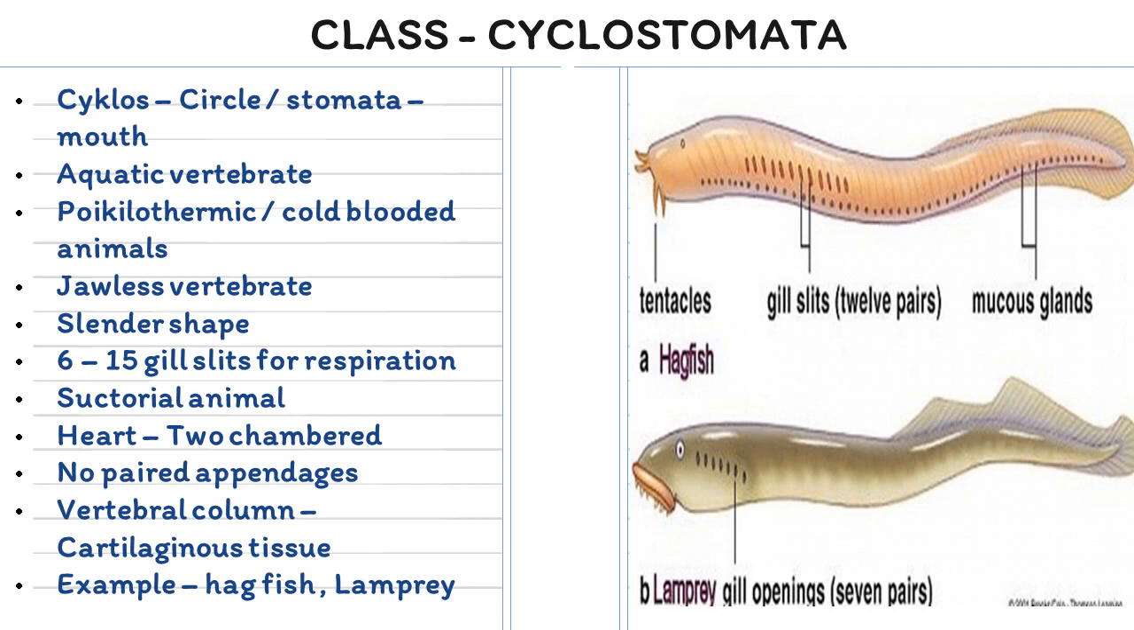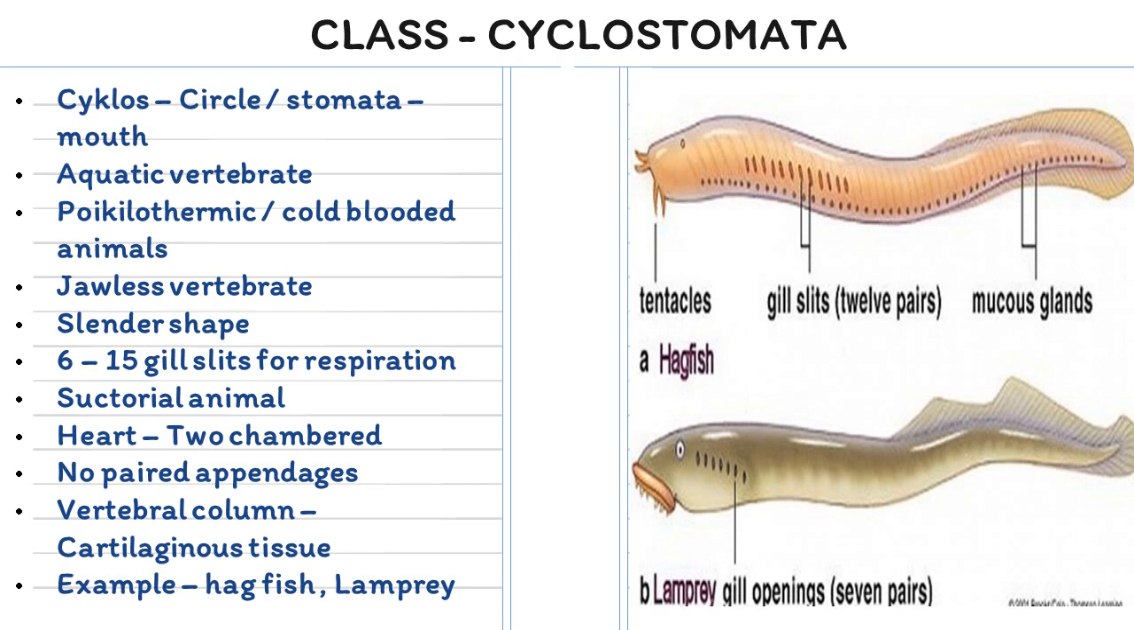That is called poikilothermic. Understand? But mammals are homeothermic. It will not be changed. Have you got me? So that's why these types of animals are poikilothermic animals, or we can say cold-blooded animals. Is it clear? Okay. Then, as we said already, it is a jawless vertebrate.